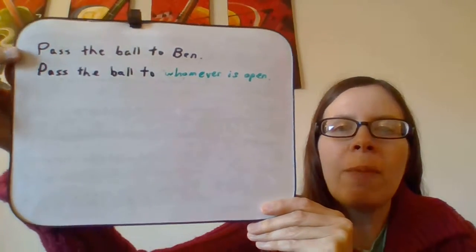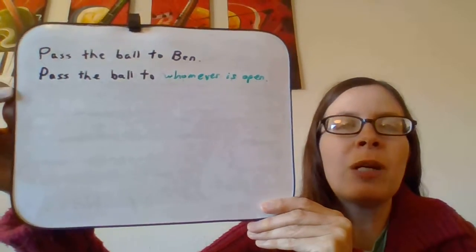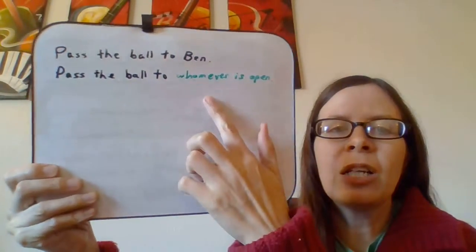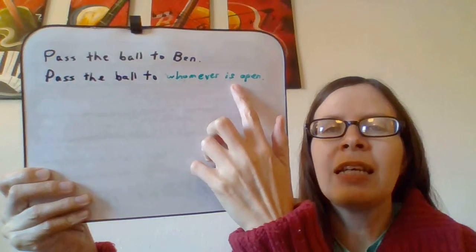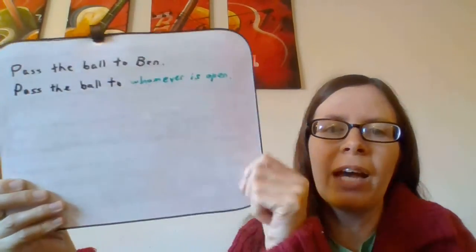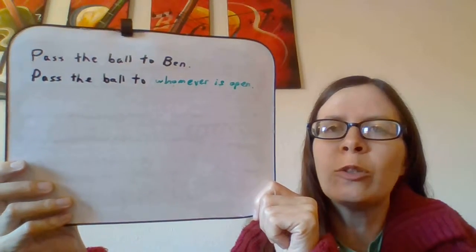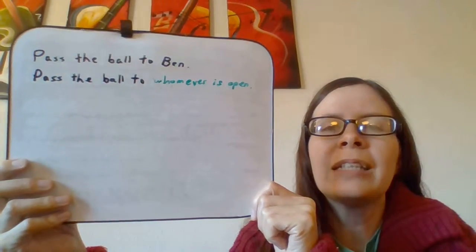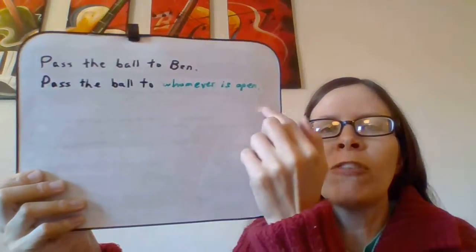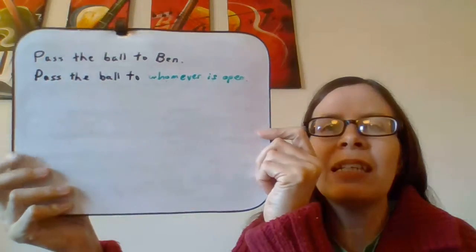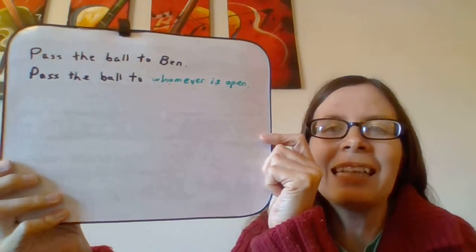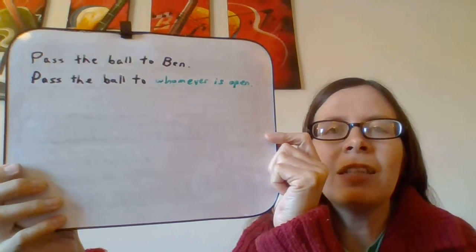Okay, so pass the ball to Ben, but what if we didn't want to pass it to Ben? What if we wanted to pass it to whomever is open? So this is still a clause that has a subject and a verb in it, and this entire noun clause replaces the noun Ben, okay? So even if you don't know what a prepositional phrase is, you can still figure out, we'd normally pass the ball to, well, there would normally be a noun here, but instead we have an entire clause, so that's a noun clause. Okay, so you are ready to take the last section of this quiz.